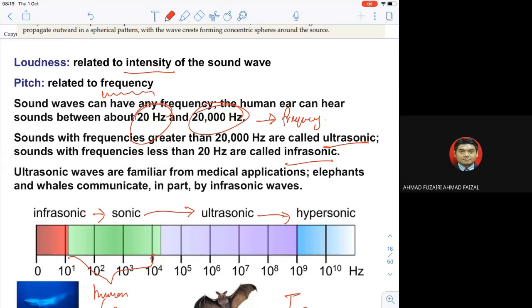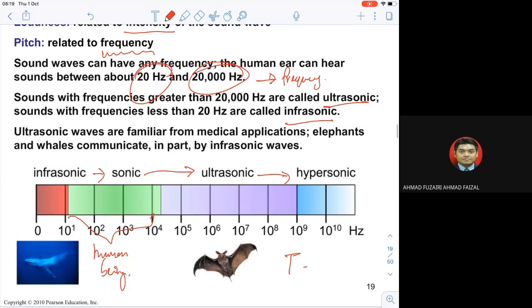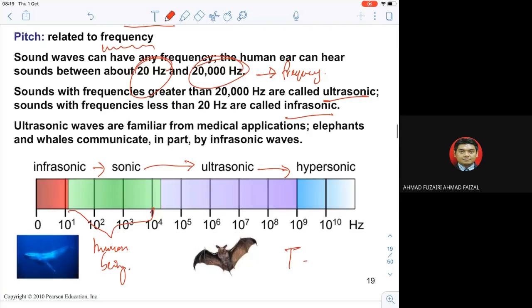We also talk about loudness, which is related to intensity, and pitch, which is related to frequency. For examples, we have the bat and also the whale.